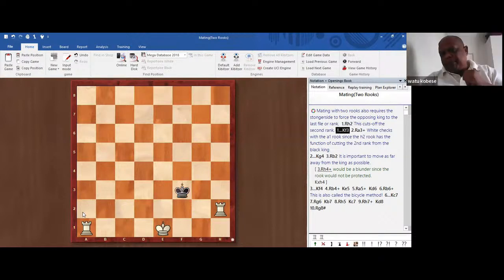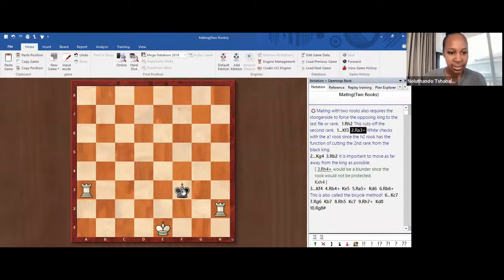Let's imagine the opponent moves to the side. Now this rook is not doing anything. This one is doing something, but this one is not doing anything. That is why we're going to attack the king with the rook. So we would play rook a3, and that would be check. The king is attacked.